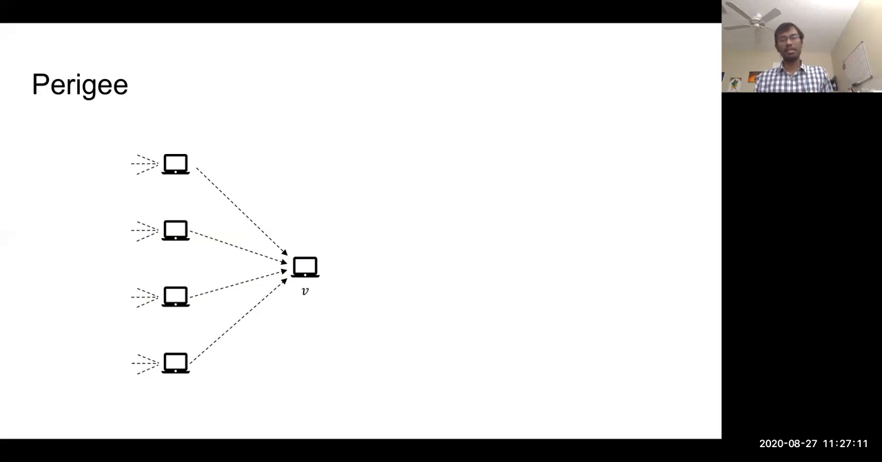So here's the protocol. Now, supposing the degree bound is 4, meaning each node is interested in selecting 4 good neighbors, and we are going to be focusing on this node v here.